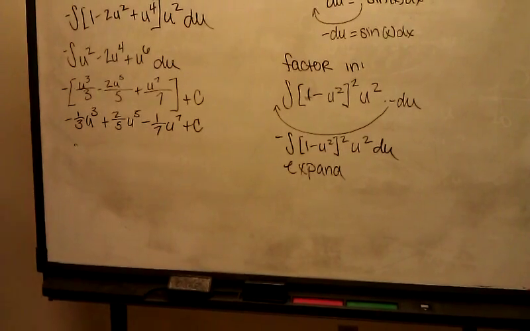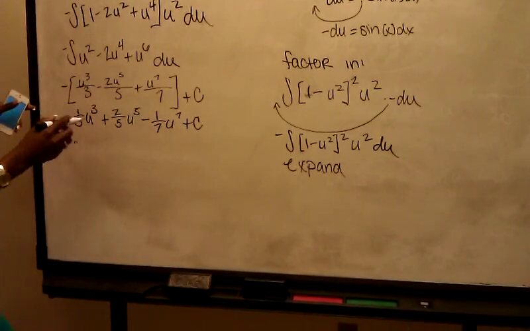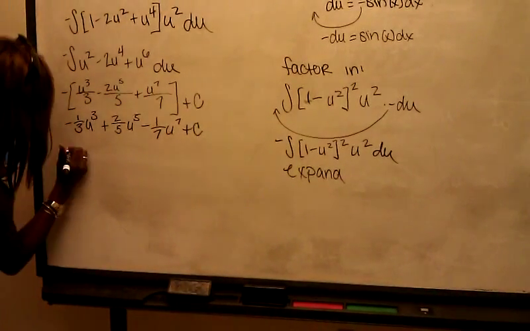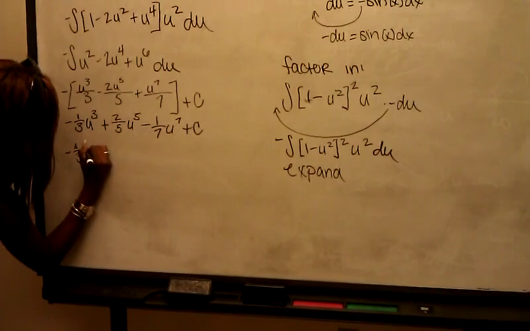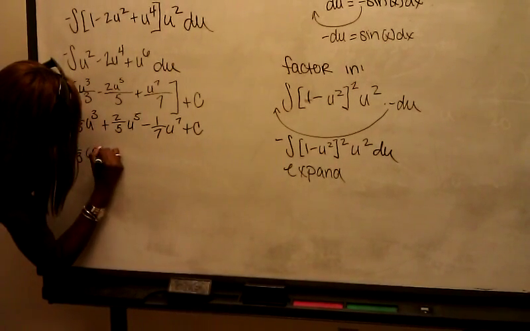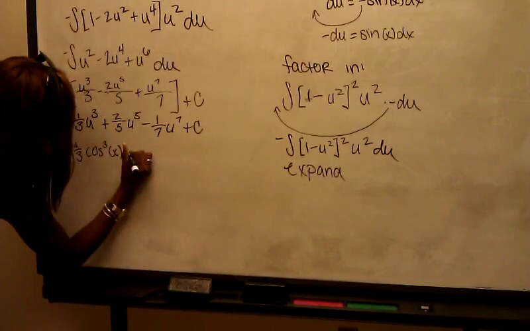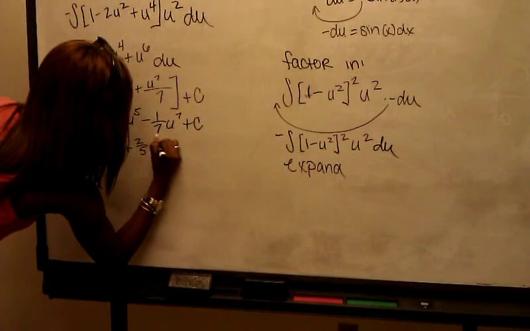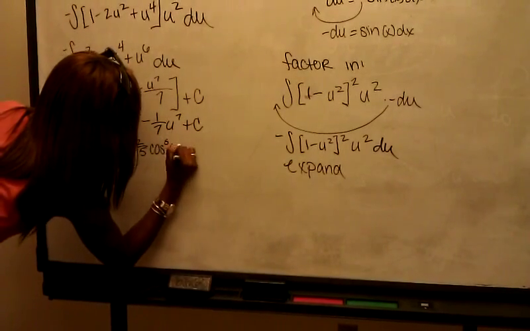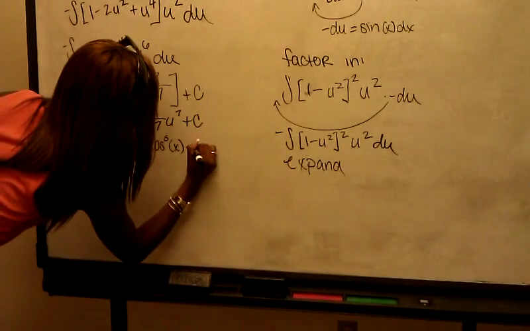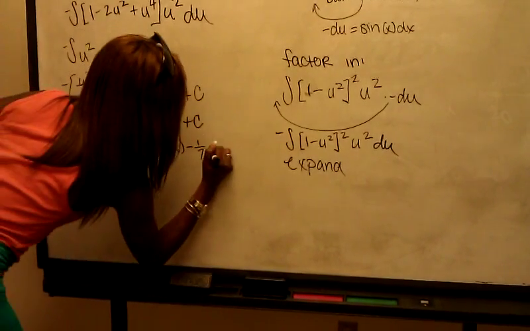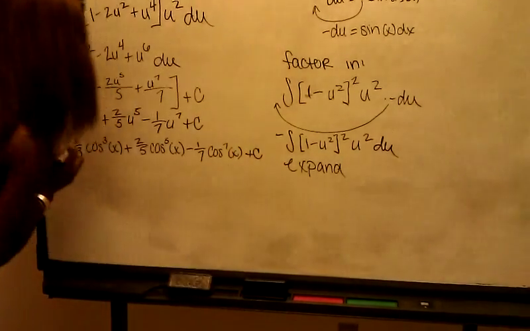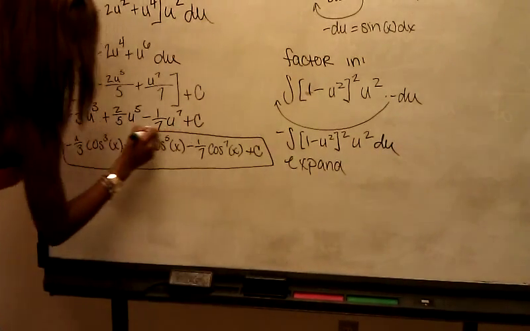And now that we have expanded this all out, we can put back in our u, which we found over here, which is cosine of x. So our final answer is negative 1/3 times cosine of x cubed plus 2 over 5 times cosine of x to the 5th power minus 1 over 7 times cosine of x to the 7th power plus c. And this is going to be our final answer.